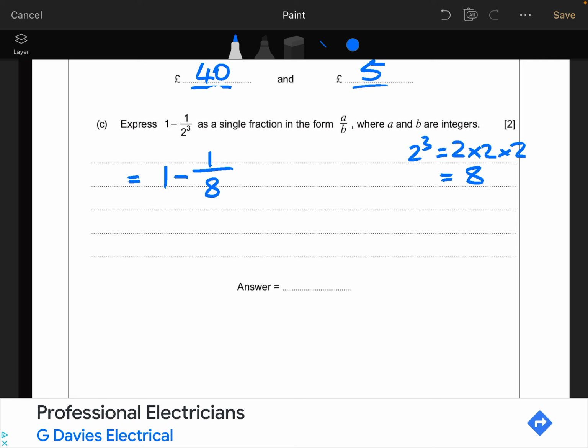So it's 1's a fraction and 1's a whole number. So if I make the first one a fraction out of 8, 1 is equivalent to 8 out of 8, and I'm taking 1 over 8 away from it, so my answer would be 7 out of 8 left. So the answer is 7 over 8.